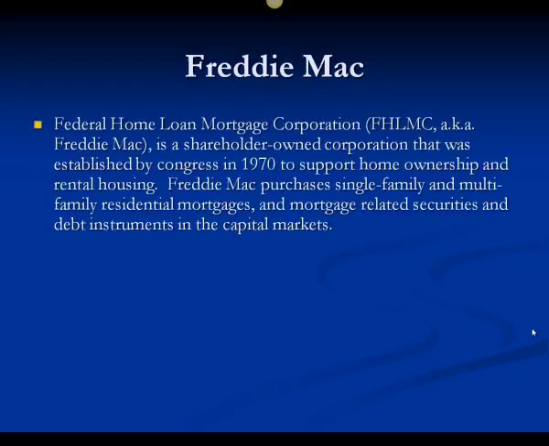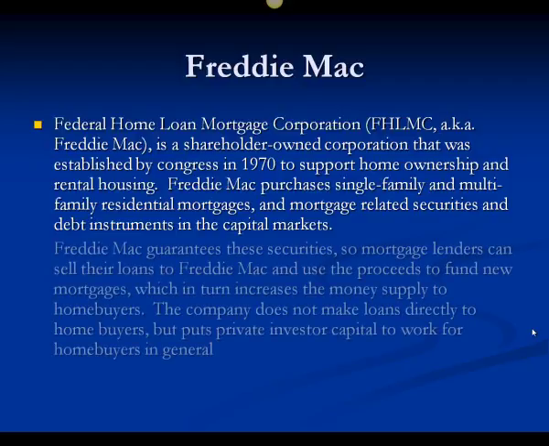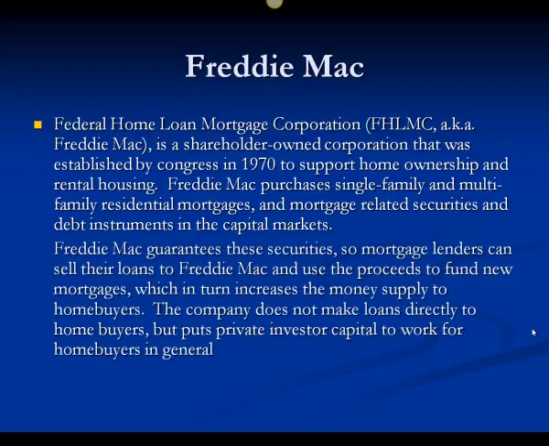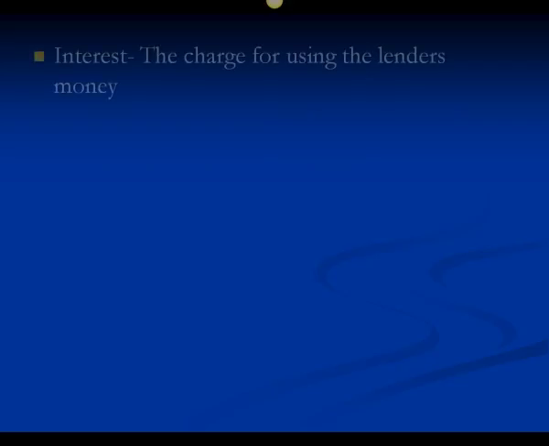Freddie Mac, Federal Home Loan Mortgage Corporation. This is a similar group as Fannie Mae. They kind of do the same thing, except they also work with multifamily residential mortgages. What they do is guarantee loans. So mortgage lenders can sell their loans to Freddie Mac and use the proceeds to fund new mortgages, which in turn increases the money supply to home buyers. The company does not make loans directly to home buyers, but puts private investor capital to work for home buyers in general.